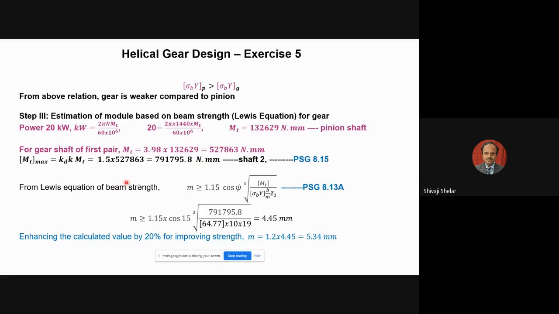Now this value of module will be calculated by using Lewis equation for beam strength, from page 8.13a. Now if you check this equation, what is the change in the module equation? Same, everything same as your spur gear formula. Only what is changed here is this cos psi multiplication. And here it was 1.26. This coefficient has changed to 1.15. I will show this formula again so that you can compare. Let's go back to the formula here.